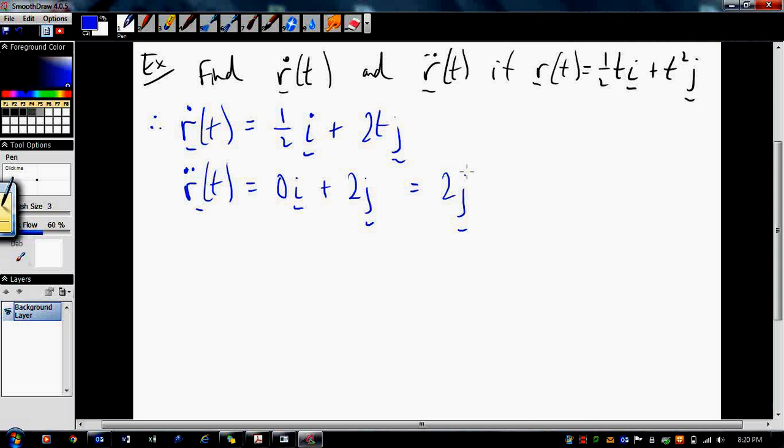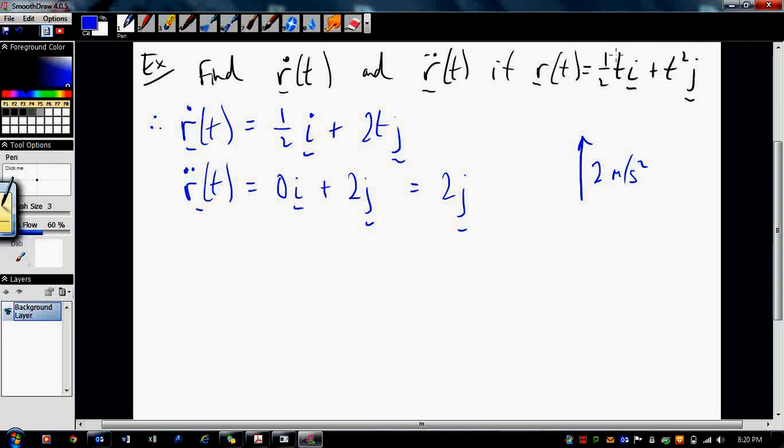What does that tell us? It tells us that there's constant acceleration upwards. If j is upward, which it normally is, that tells you it's constantly accelerating in an upwards manner. I don't know what might do that, a rocket or something like that might have constant upward acceleration, of 2 meters per second squared, if that were a unit sort of thing. Okay, so that's how to do it.